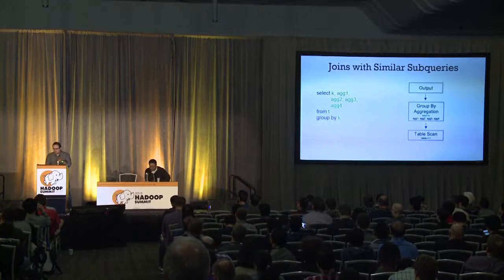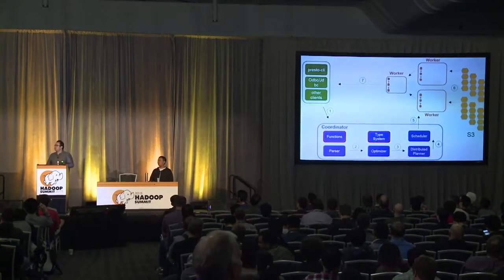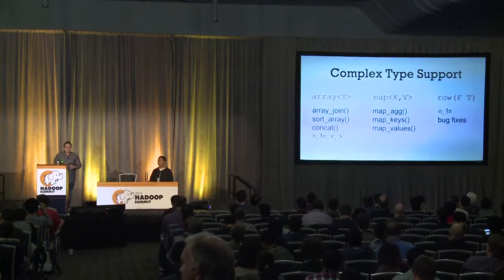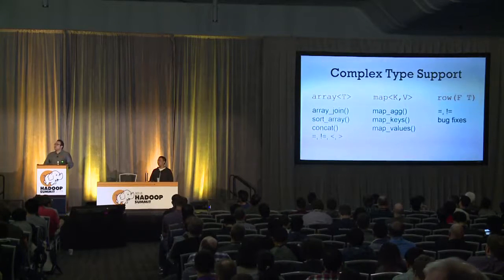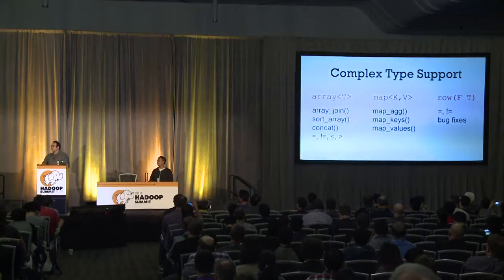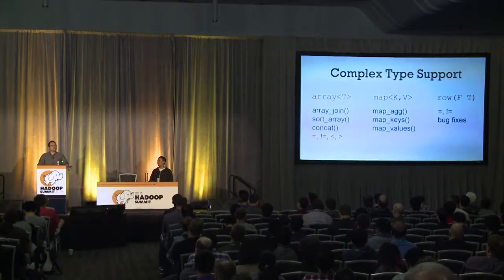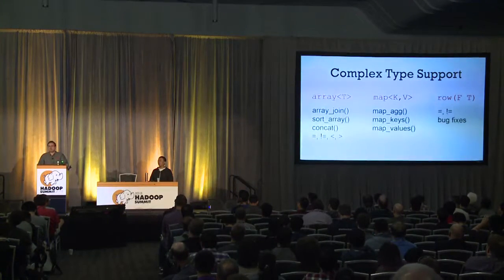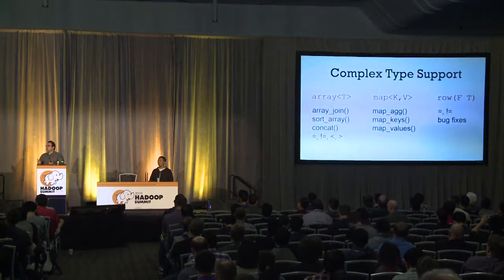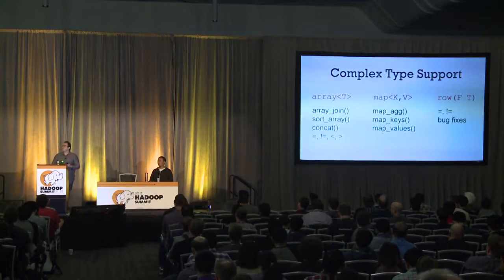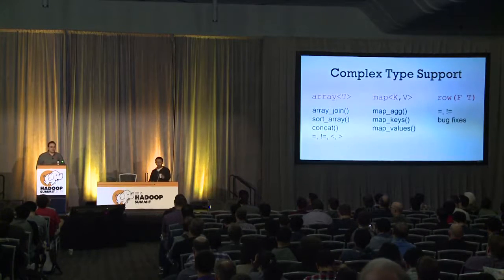Okay. Now let's take a look at our contributions to the complex type support in Presto. So Presto currently supports 3 different complex types: arrays, maps, and rows. Rows are similar to Hive structs. The main goal of these contributions is to bridge the gap between Hive's complex type functionality and Presto's complex type functionality, so that when our users want to move over to Presto, they don't need to change much of their SQL scripts for complex type processing.